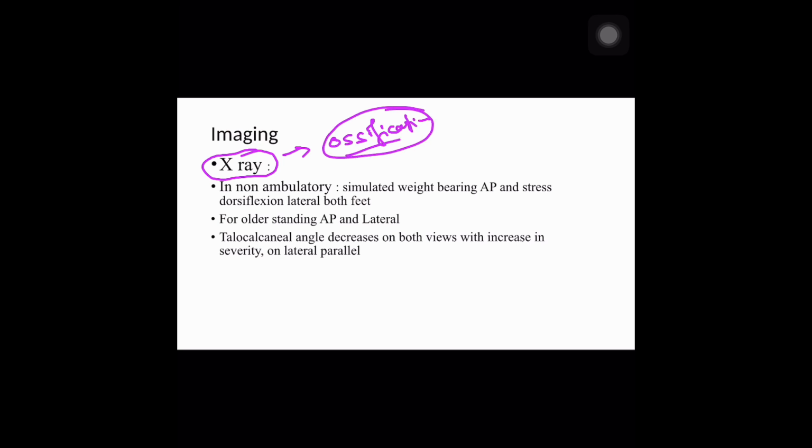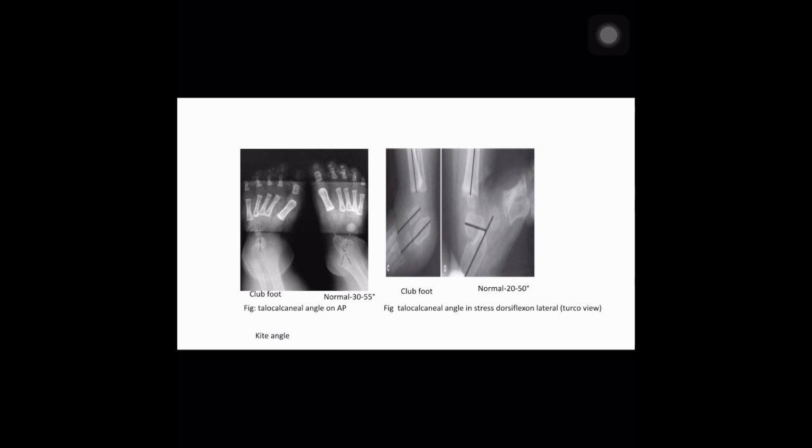Okay, but even though we'll do X-ray, what we need to remember is in a non-ambulatory child we want to dorsiflex the foot and then we take the X-ray. Okay, so simulated weight bearing AP and stress dorsiflexion lateral, both feet. So anterior posterior and lateral view is the view of choice that we take. You see that there are a lot of ossification centers. USG becomes a good diagnostic tool in CTEV. You can easily see in USG.